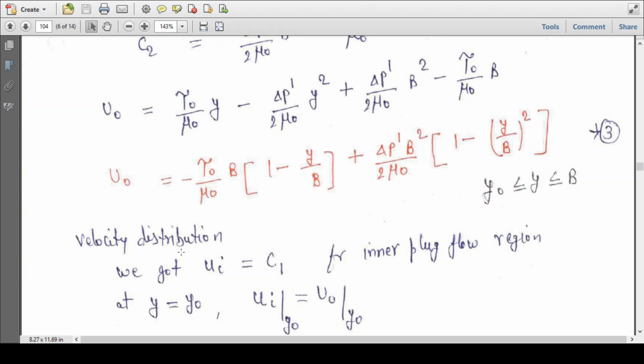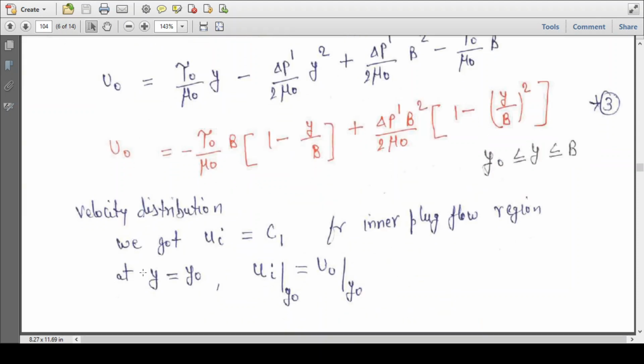So to get the velocity profile, we have to get ui, the inner plug flow region velocity. At the inner plug flow, at y equal to y0, the velocity ui at y0 would be equal to u naught at y0, because it is a continuous fluid. So at y equal to y0, the inner plug flow and outer flow should have the same velocity.